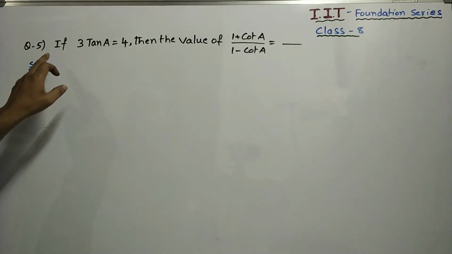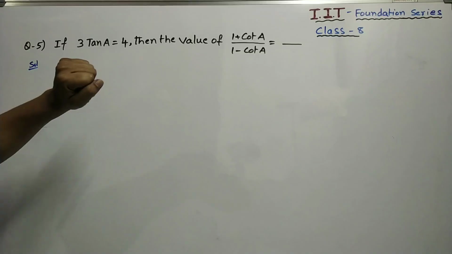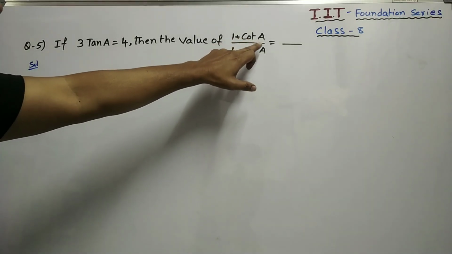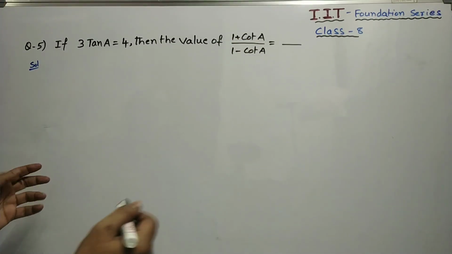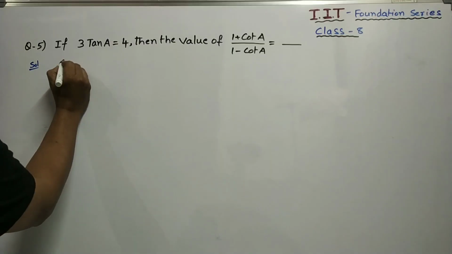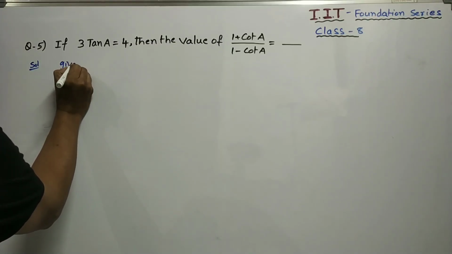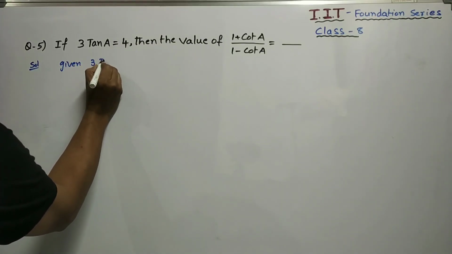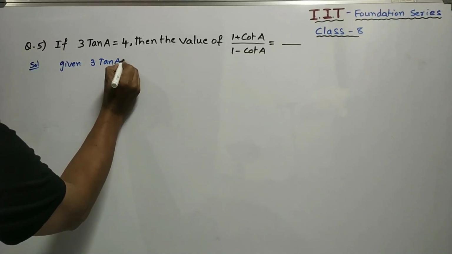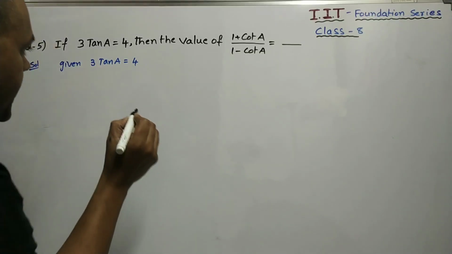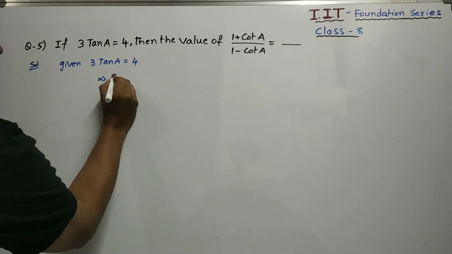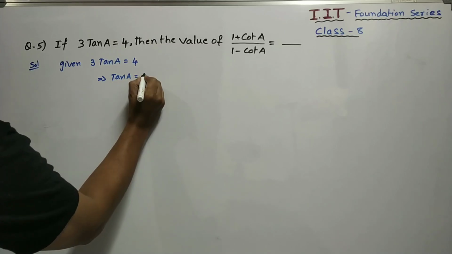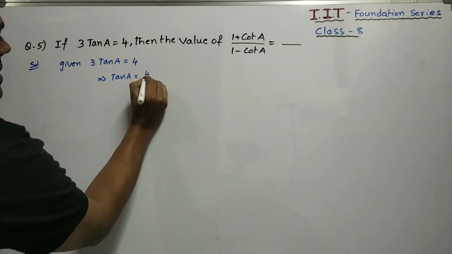Right, the fifth question. If 3 tan A is equal to 4, then the value of 1 plus cot A by 1 minus cot A is equal to how much? This is the question. Okay, what is given? 3 tan A is equal to 4. That implies tan A is equal to how much? The 3 is brought to this side.